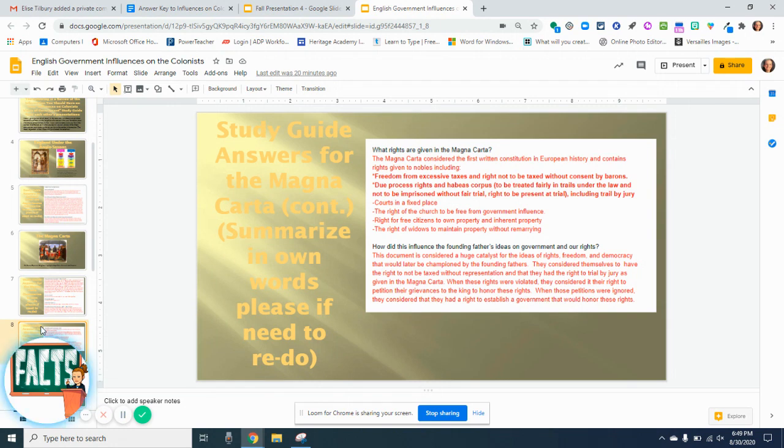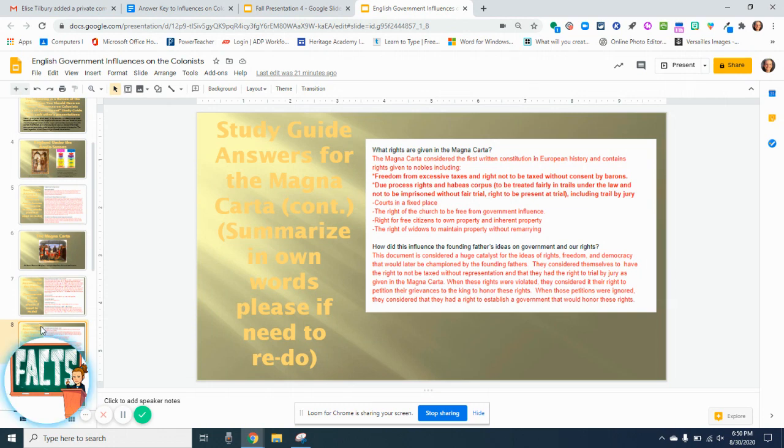Due process rights are the rights to be treated fairly in trials, not to be imprisoned, not to have fines imposed against you, not to be executed without a fair trial. And the right to habeas corpus. Habeas corpus means literally to present the body, meaning you have the right to be present at your own trial. They can't have a trial about you without you being present. So these due process rights also included the right to a trial by jury.